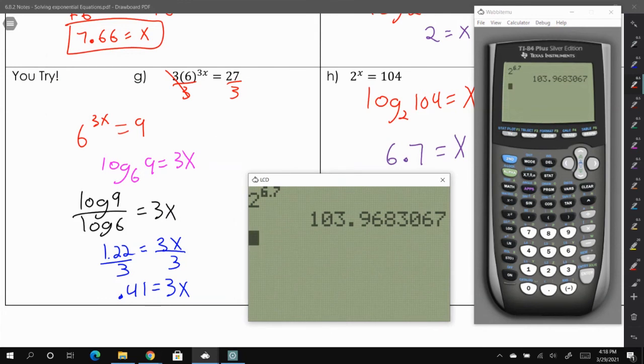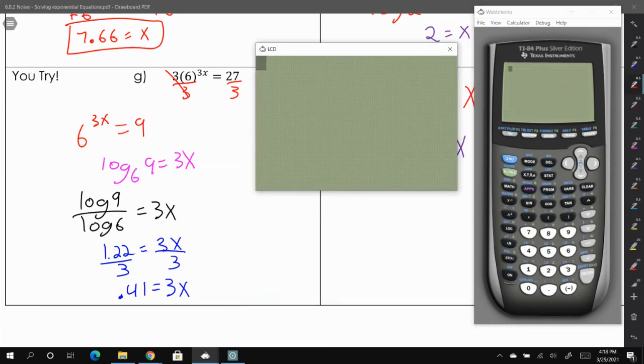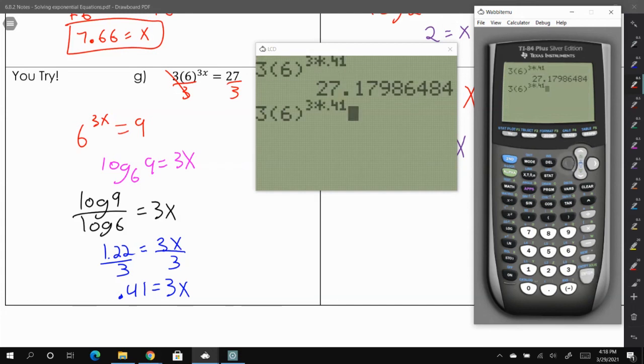If you try the other one on the other side, letter G, and I do 3 times 6 raised to the 3 times 0.41 power, I get 27.18. Still not exactly 27, but pretty close. So we're going to use 2 decimal places when we round, because watch what happens if I would have just done 0.4. Instead of 27, I get 25.76. That's off by a good amount. So let's always round to 2 decimal places if we can.